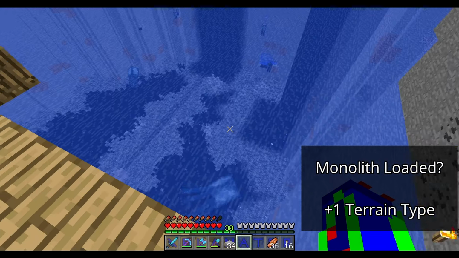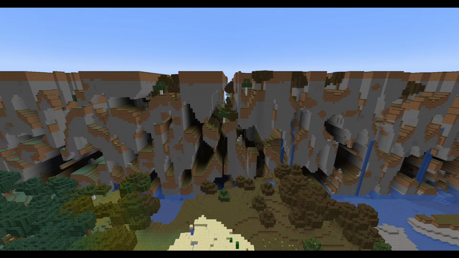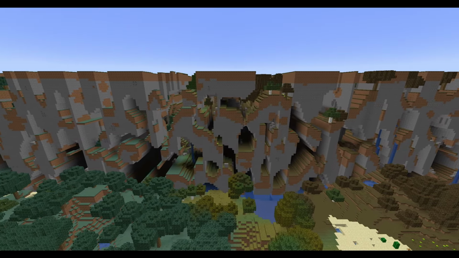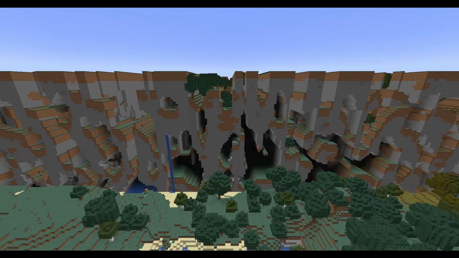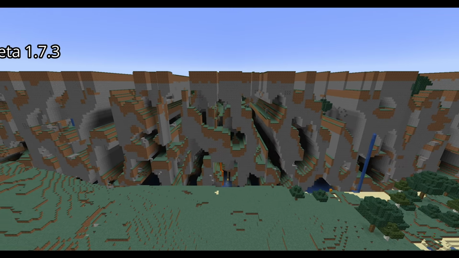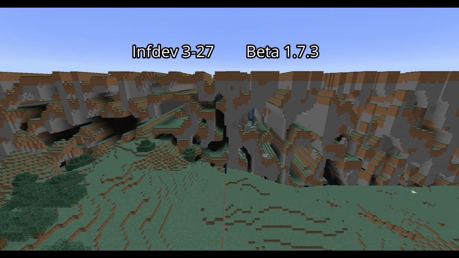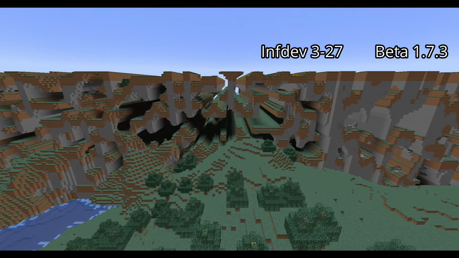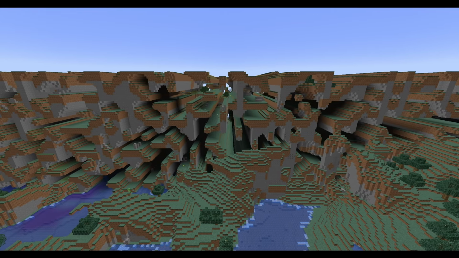I believe the Farlands also sit alongside monoliths as separate terrain because it requires only a very simple code change in any version of InfDev or later to either fix or bring back the Farlands. In addition, I consider each Farlands version as separate terrain generators. Comparing InfDev 3.27 Farlands to Beta 1.7 Farlands, there are noticeable changes in how they appear.